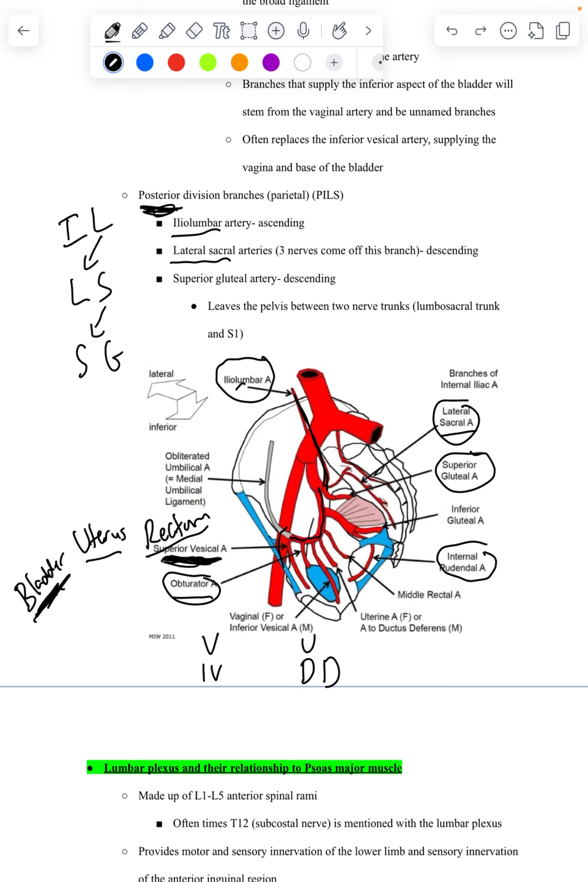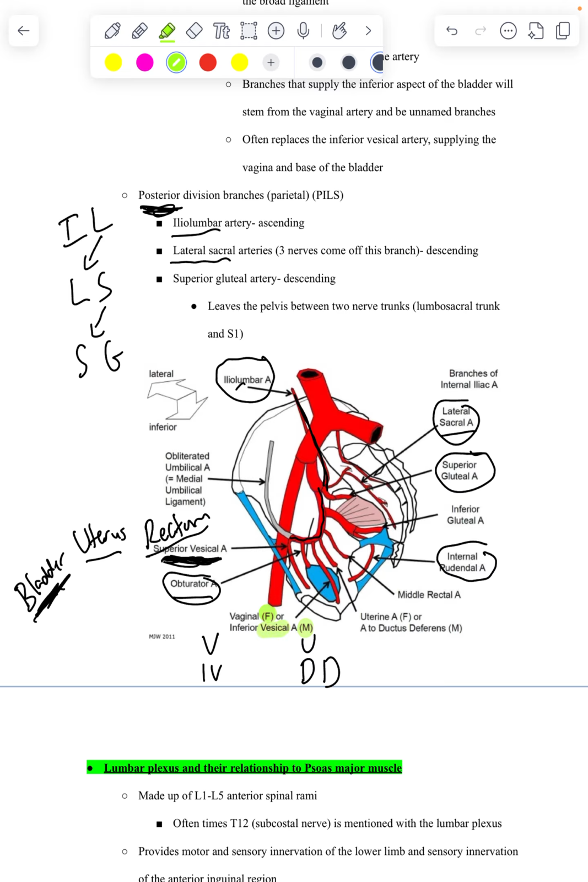But if you look at the other ones, there's this one, the superior vesicle. There's this one. And then there's these two on the side. So these are the main ones that we want to distinguish. So superior vesicle is going to be most anterior. Then after your obturator, you have either a vaginal or inferior vesicle, depending on the gender. So females will have a vaginal artery. Males don't have a vagina. So we will have another artery that hits the bladder.